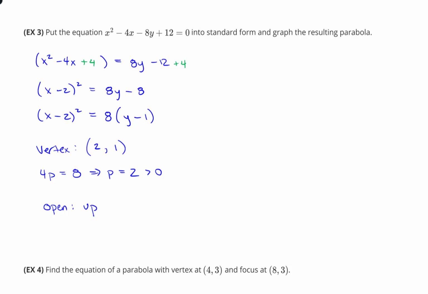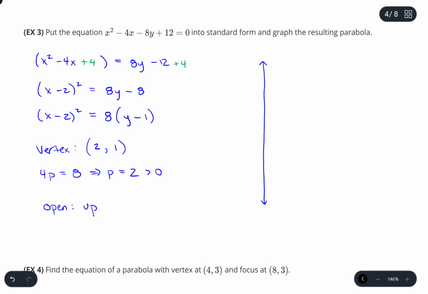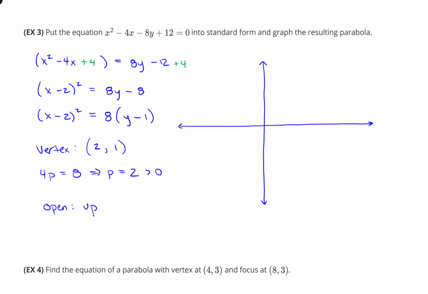Okay, I think I have everything I need to get a pretty decent sketch here. So let's take a look. My vertex is at (2, 1), so I'll just go 2 over and up 1. So there's my vertex of this parabola. The value of p is 2, so I need to go up 2 more, and that would locate the focus of the parabola.